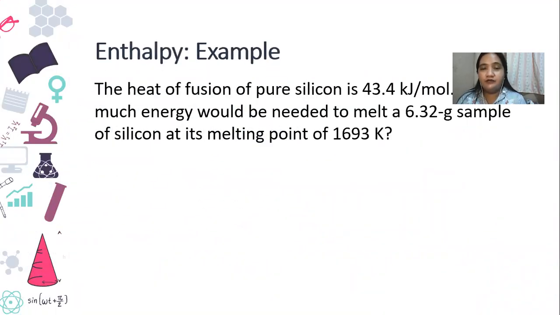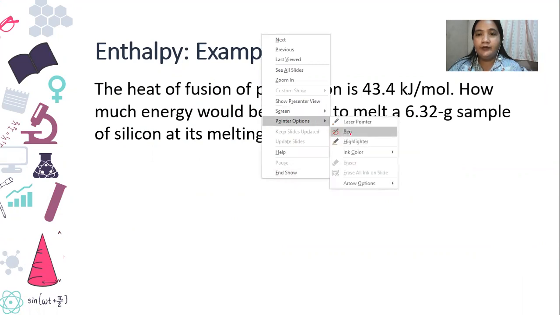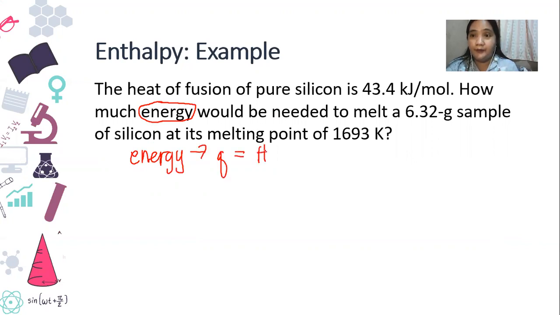It says here the heat of fusion of pure silicon is 43.4 kilojoules per mole. How much energy would be needed to melt a 6.32 gram sample of silicon at its melting point of 1693 Kelvin? What we're looking for, the required, will be energy, and our energy is synonymous to our heat, synonymous to our enthalpy.